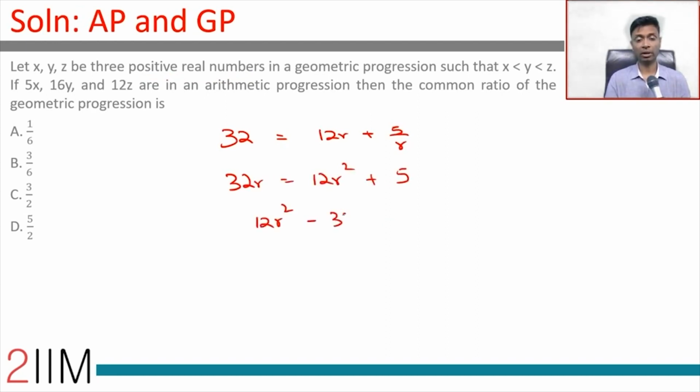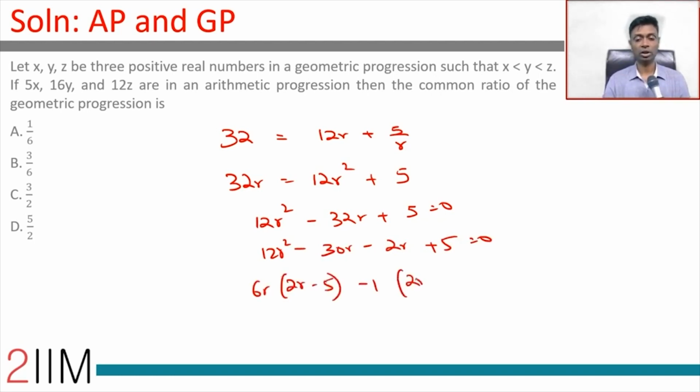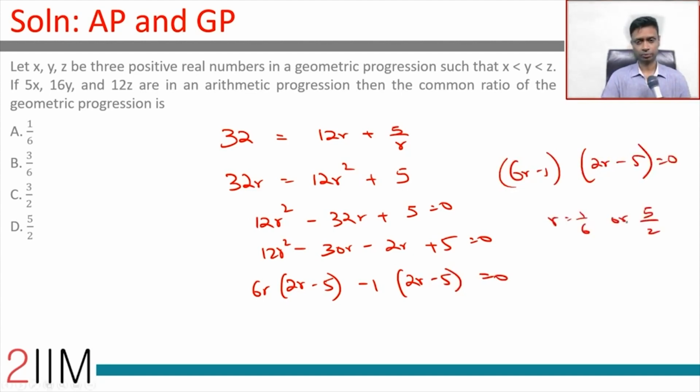12r square minus 32r plus 5 equal to 0. 12r square minus 30r minus 2r plus 5 equal to 0. 6r into 2r minus 5 minus 1 into 2r minus 5 is 0. 6r minus 1 into 2r minus 5 equals 0. R is either 1 by 6 or 5 by 2.